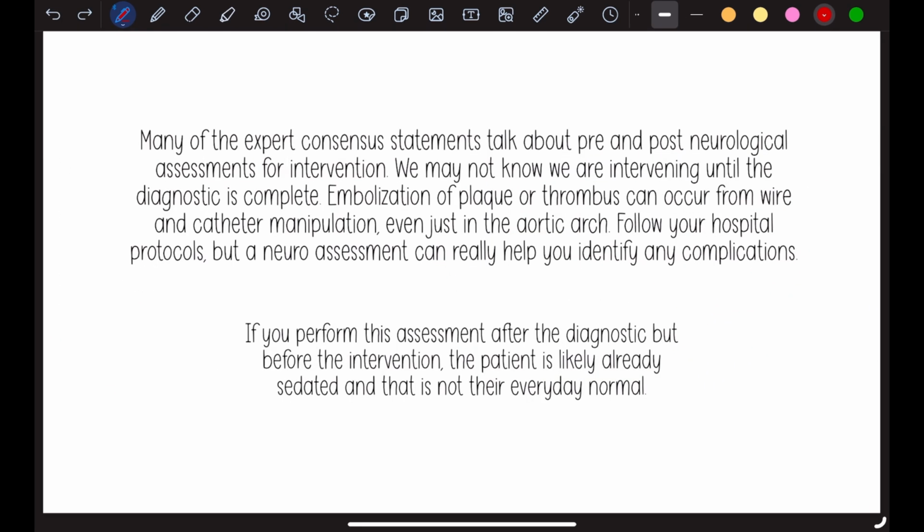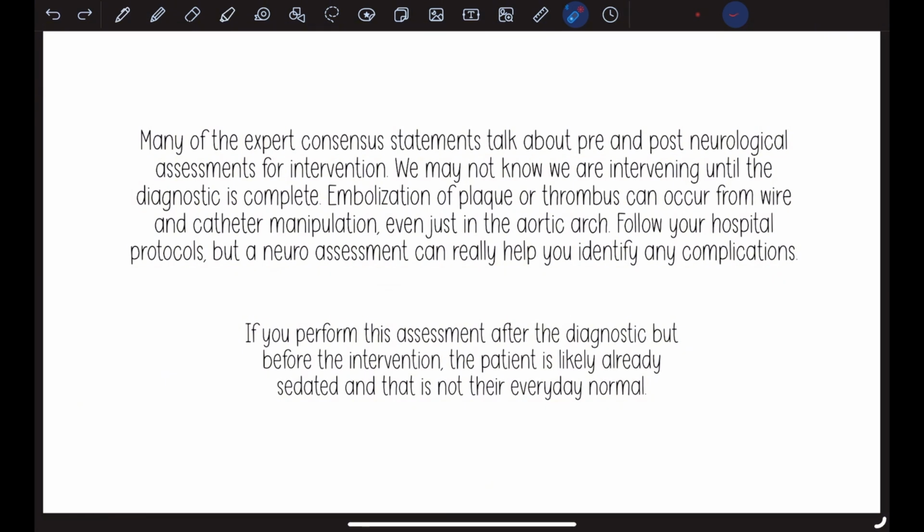All right, now of course, back on the neuro assessment, I just want to make this statement. There are a lot of expert consensus statements that talk about the pre and post neuro assessments, but only during intervention. So we may not know we're intervening until we're done with the diagnostic, and you can embolize plaque or thrombus just from wire and catheter manipulation, especially if there's something in the aortic arch. So follow your hospital protocols, but the neuro assessment can really help you identify any complications early on.